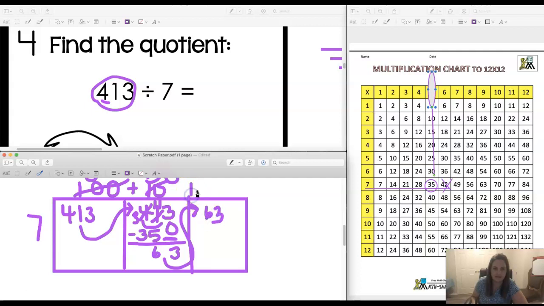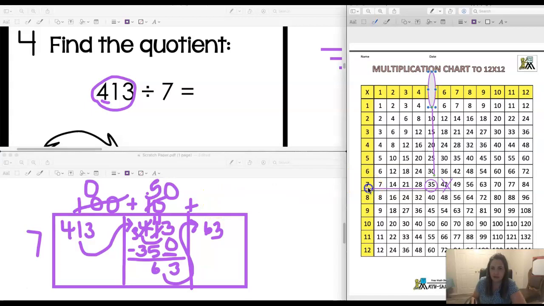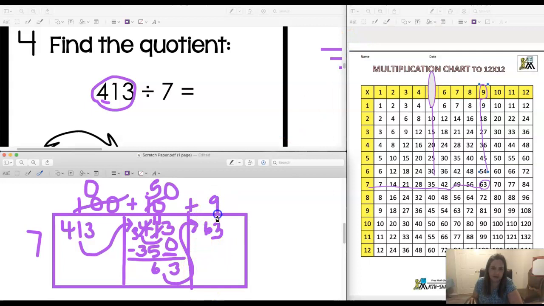And now I'm looking for a basic fact that will get me to 63. Remember, because this is the ones place, the only digits that can go here are 0, 1, 2, 3, 4, 5, 6, 7, 8, 9. So come back over to your 7. And now I'm going to be looking for 63. 7, 14, 21, 28, 35, 42, 49, 56, 63 exactly. Go ahead and go up, and I see that it's 9. So I'm going to put a 9 over here. 9 times 7, 63. 63 subtract 63 equals 0.